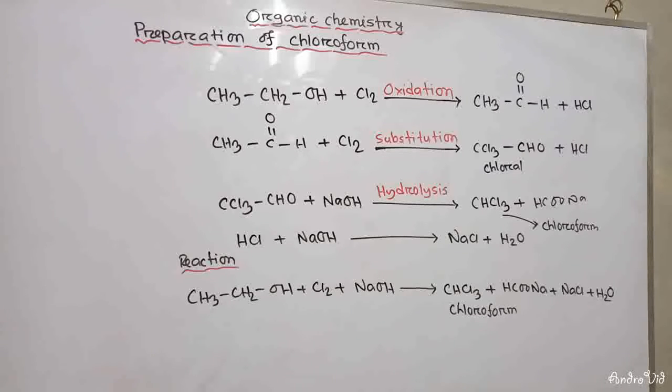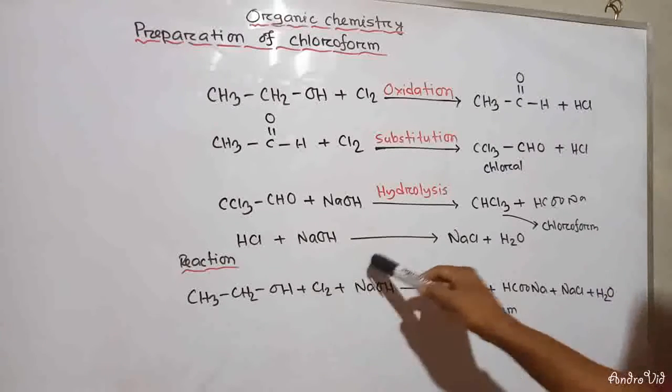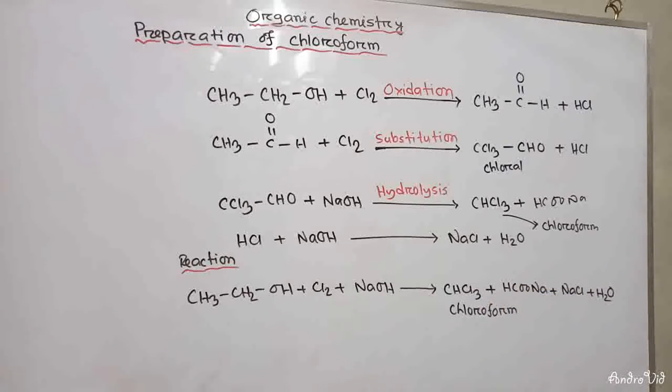After that, as HCl is produced and you have already used strong sodium hydroxide as the alkali, there must happen a reaction between HCl and sodium hydroxide. By this way they produce sodium chloride and water.